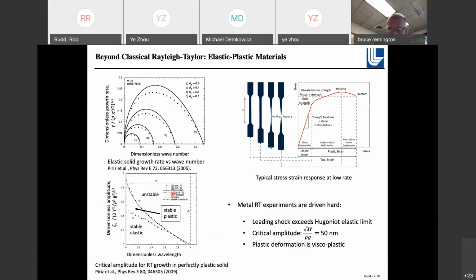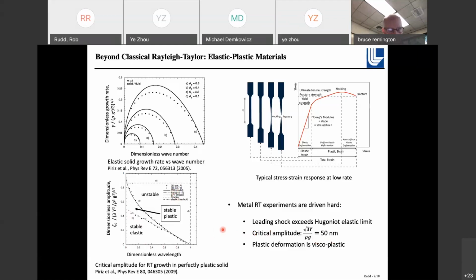Now, we're going to be interested in these kind of laser-driven Rayleigh-Taylor experiments. And for them, the critical wavelength, for example, in the vanadium Rayleigh-Taylor experiment I was talking about, is about 50 nanometers, rather. And that's much less than the amplitudes that were used in the experiments. So the experiments are above this critical amplitude, and they do undergo unstable growth.